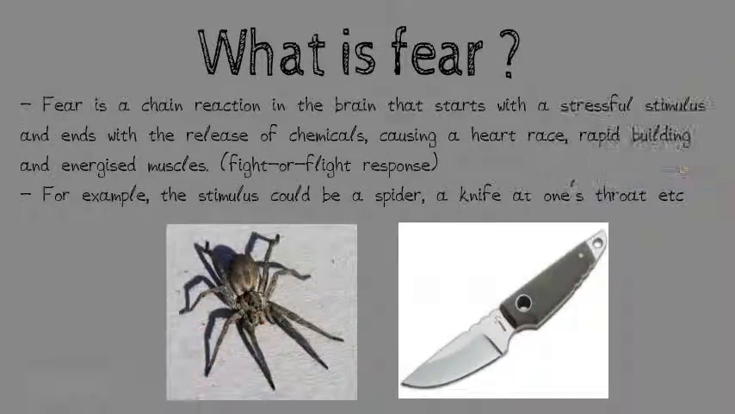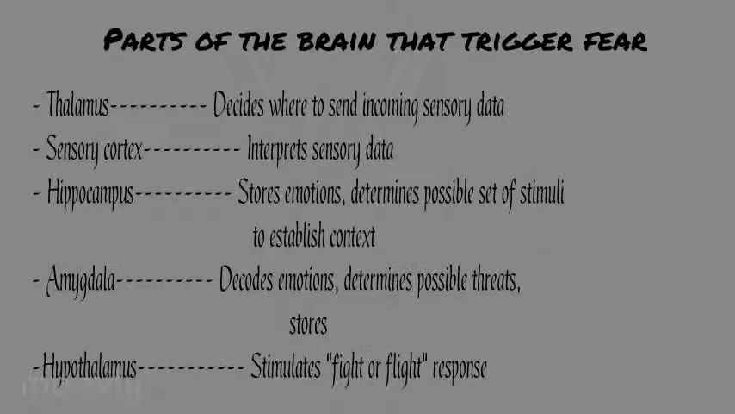What is fear? Fear is a chain reaction in the brain that starts with a stressful stimulus and ends with the release of chemicals causing the heart to race, rapid breathing, and energized muscles, which are all known as the fight or flight response. For example, the stimulus could appear as a spider or a knife at your throat, as well as many others.